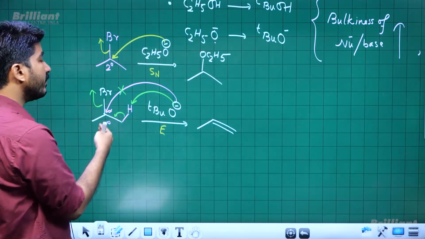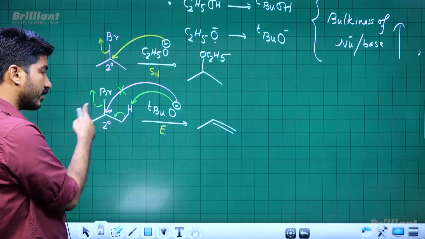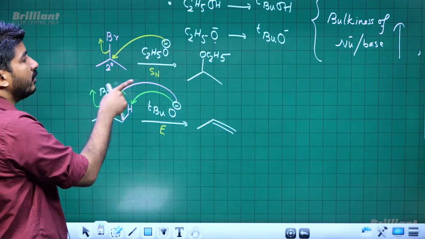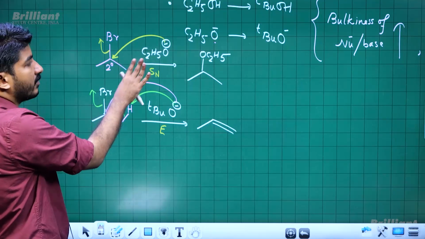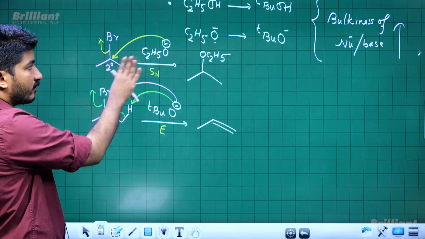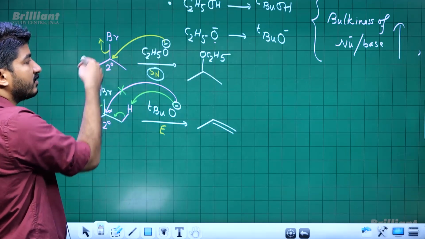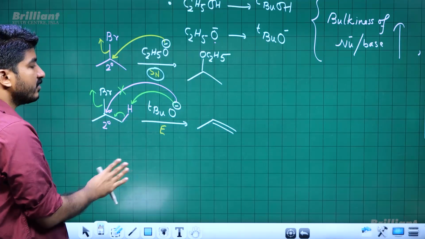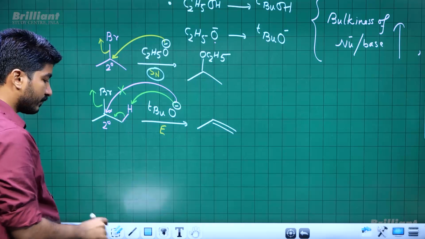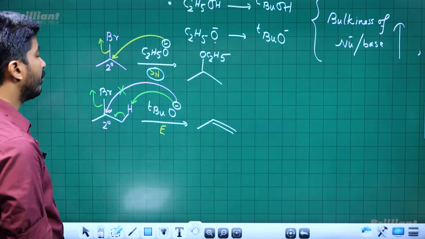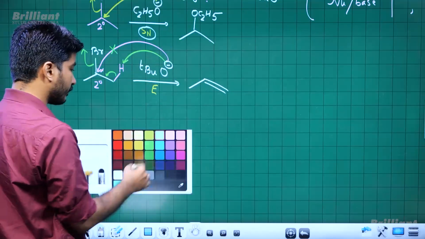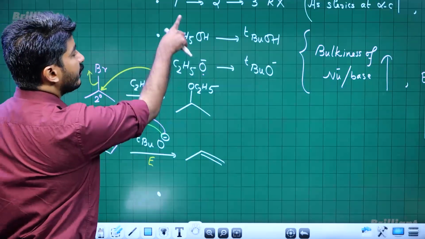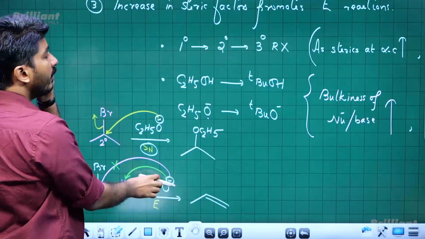So, tertiary butoxide shows elimination reaction due to steric factors. Ethoxide shows nucleophilic substitution due to low sterics, right? So, remember, this is the favorite reaction. The more favored reaction is SN, and we make elimination preferred by modulating the conditions using the above principles. So, an increase in steric factors promotes elimination reactions. These are the first two points under the third rule.